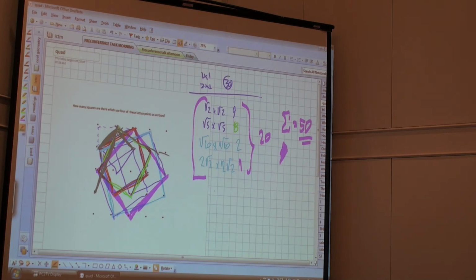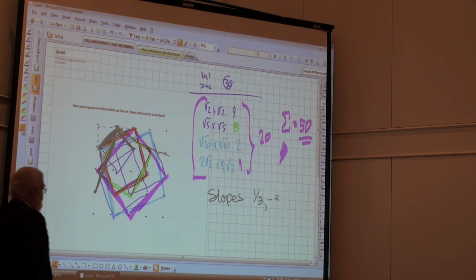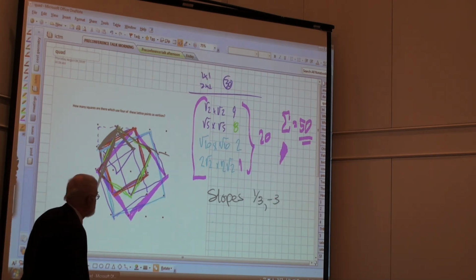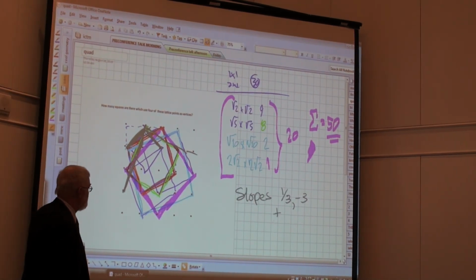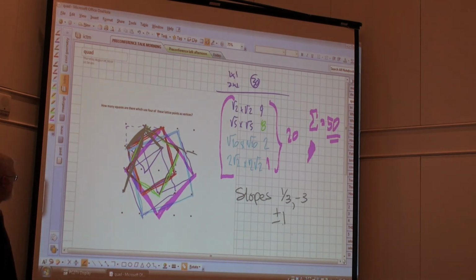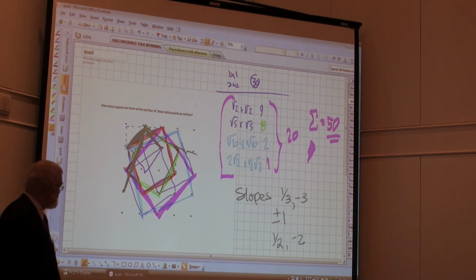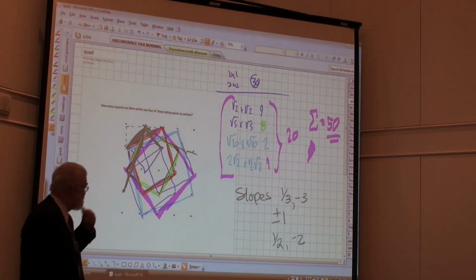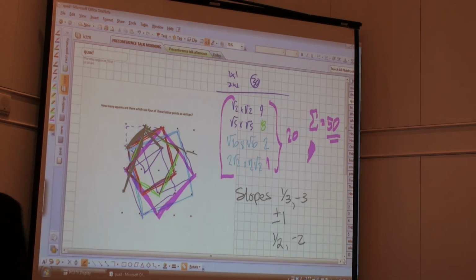Okay. Slopes 1/3 and -3, and that was for the root 10 by root 10s. Slopes of positive and -1, and that was for the root 8 by root 8 and the root 2 by root 2. And a slope of 1/2 and -2 for the root 5 by root 5. So if I looked at all of those, I looked to see if there were any other slopes possible and still have its opposite reciprocal land on the grid. So I went through all of those and then went back.